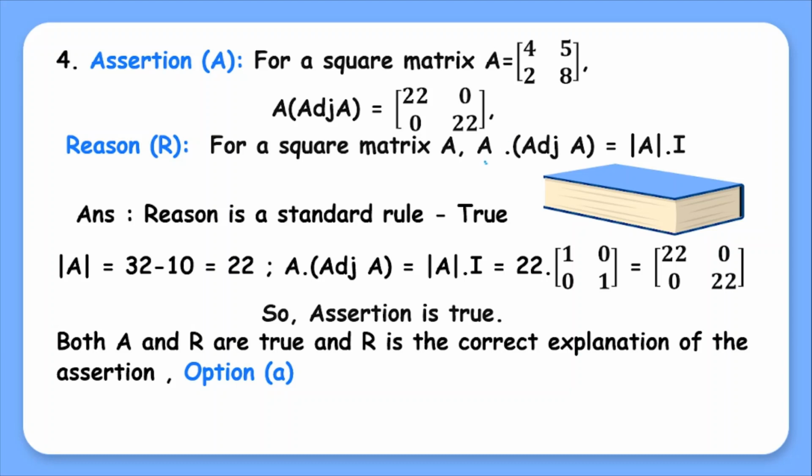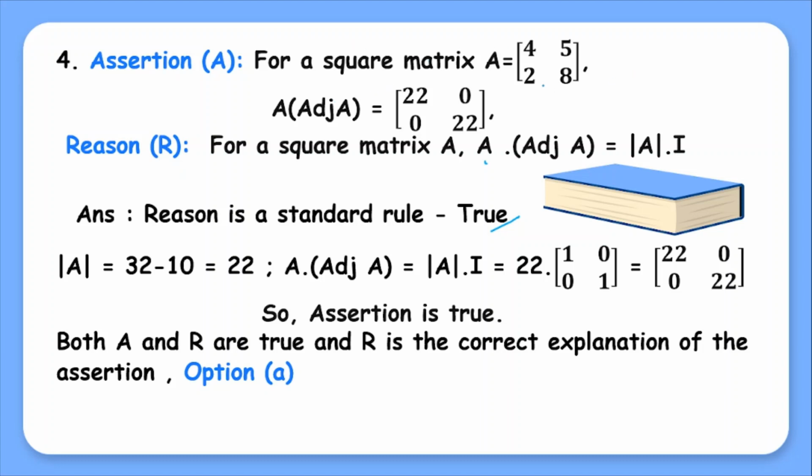The matrix into its adjoint is equal to the determinant value into the identity matrix. So this is a standard rule, so we know the reason is true. Now we'll check it with the given matrix in the assertion part.